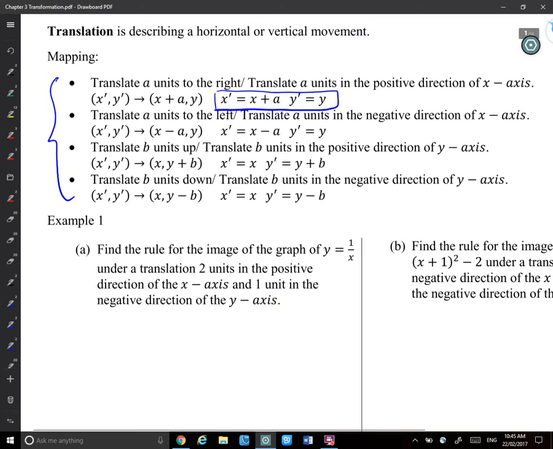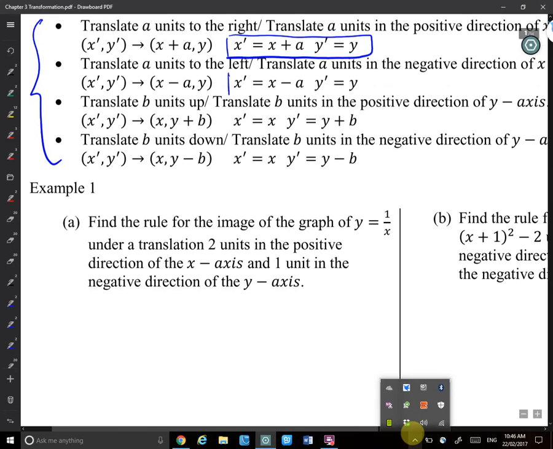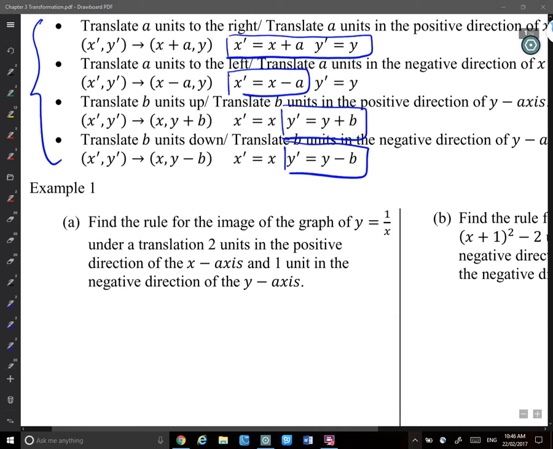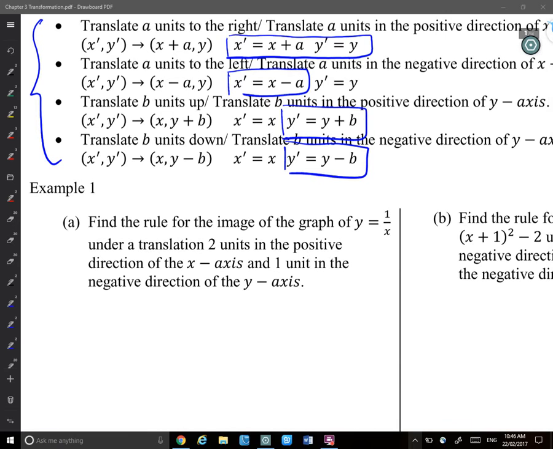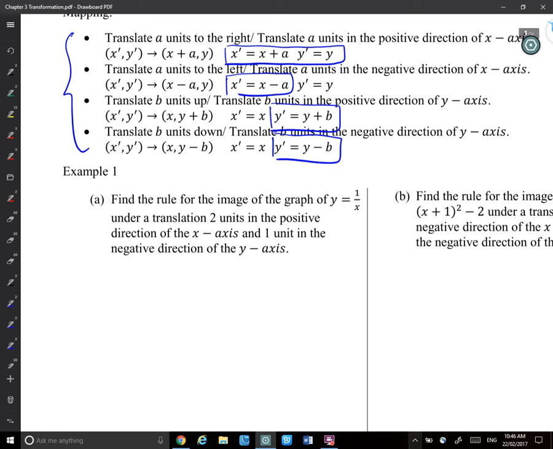So if I say translate a units to the right, I will say the new x equals the old x plus a. If I go left, the new x will equal the old x subtract a. And the same happens for y going up and going down. So it's always the new y equals the old y plus something, or old y subtract something. Okay, so that's for the first one. It's the easiest one. We talk about moving horizontally or vertically.